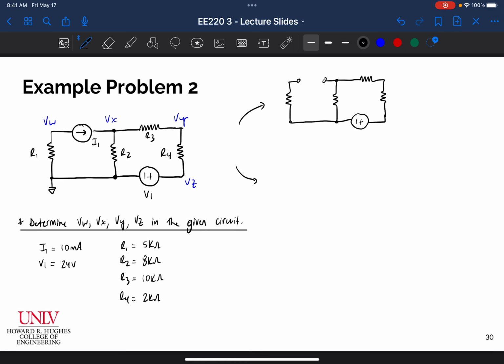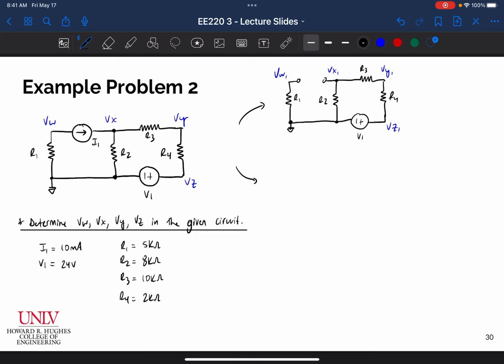Just like that. Right, and then in the second case, so this is going to be R1, R2, R3, and R4. This will be my V1. And then, of course, this would be VW1, VX1, VY1, and VZ1. All right.